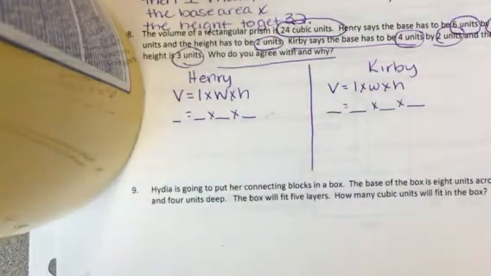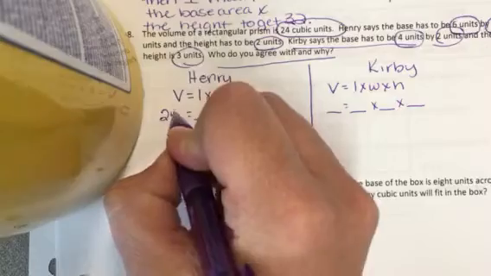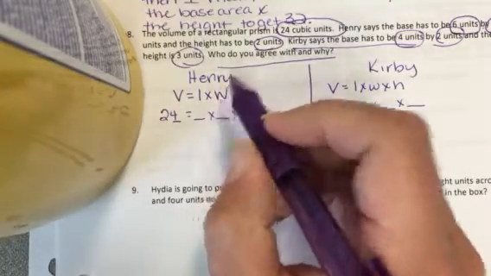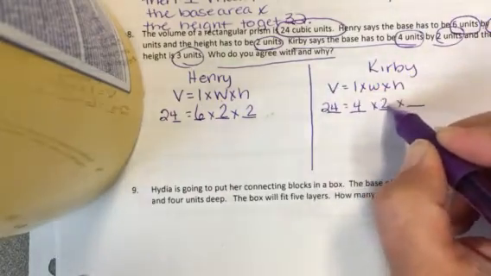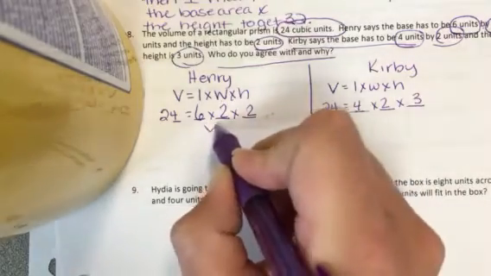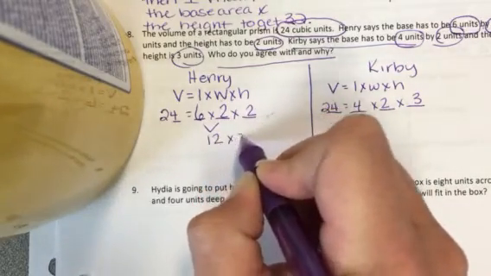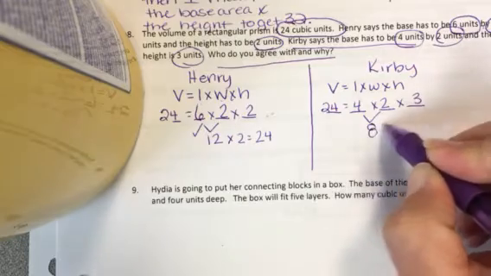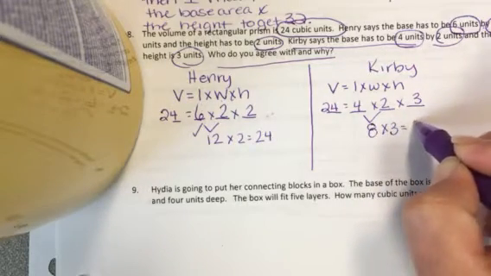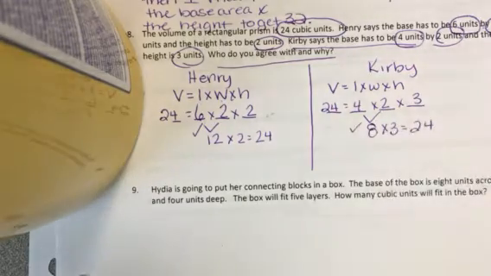So let's look. So it is 24. So let's see if they match. So what does Henry say? The base has to be 6 by 2. The base is the length times the width. So 6 by 2, and the height has to be 2. Kirby says the base is 4 by 2, and the height is 3. So let's do 12 times 2, and that does equal 24. This one checks out. Let's do this one. 4 times 2 is 8 times 3. This equals 24. So this has to be checked out.